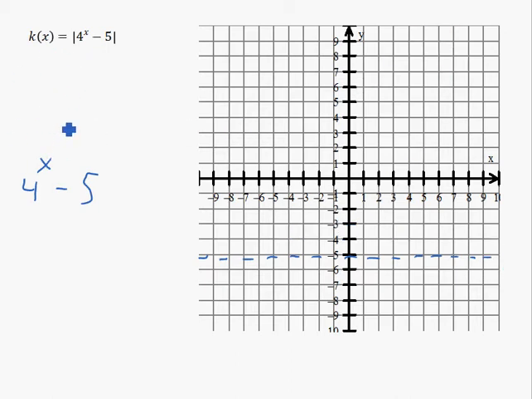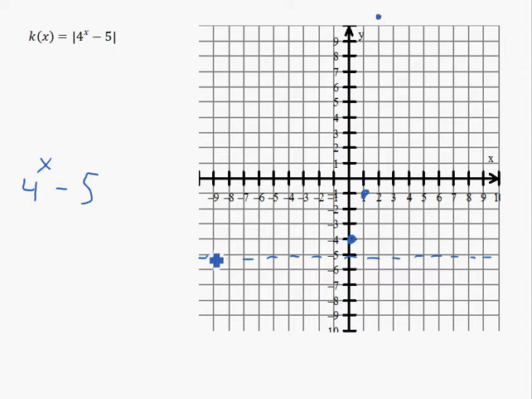So I'm going to pick a few x values and just find what the y values are. If x is 0, I get 1 minus 5, that's negative 4. So at 0, we're at negative 4. If x is 1, we have 4 minus 5, that's negative 1. If x is 2, we have 16 minus 5, well that's 11. So 16 minus 5 is 11, that's going to be way up here somewhere, so it's off my graph.